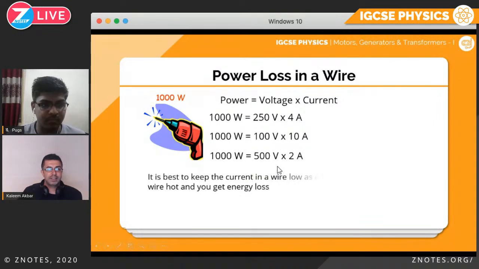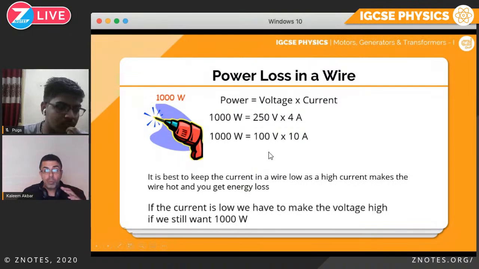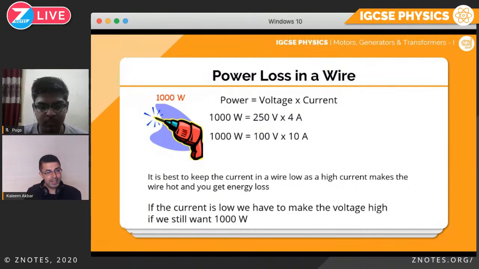Now, the point is, for most countries, that's unrealistic in terms of what we get in our home. But look at this. If I can make the voltage big and the current small, I still have the same power. The power is exactly the same. But because there's less current, there is less energy lost due to heat.